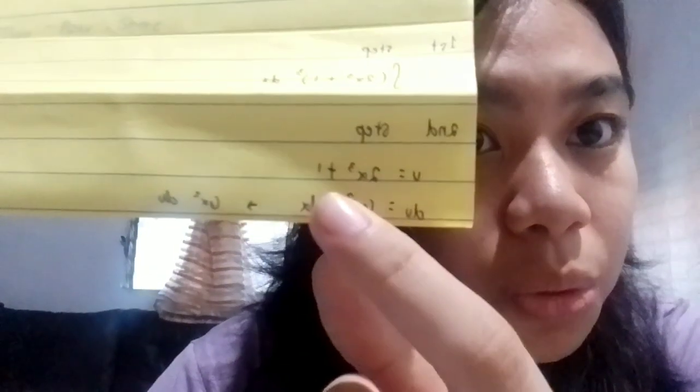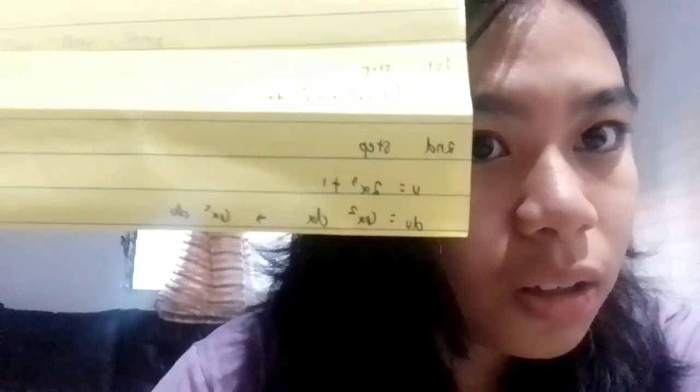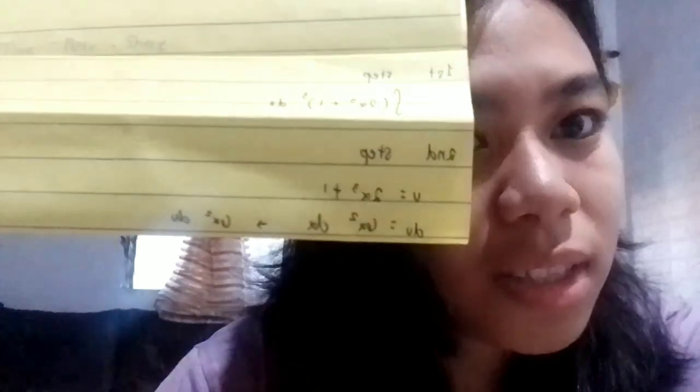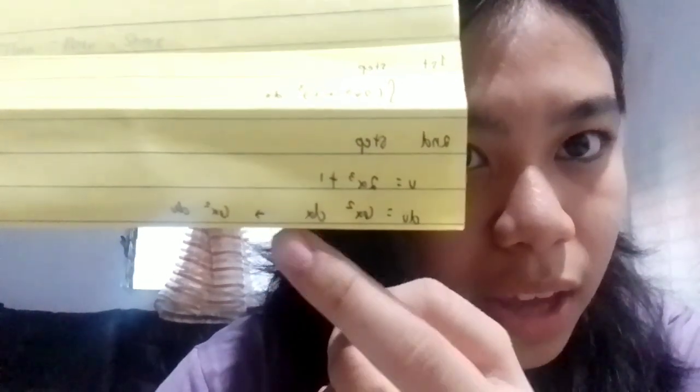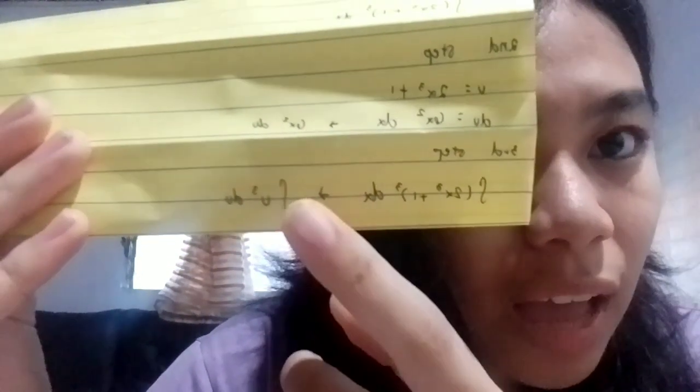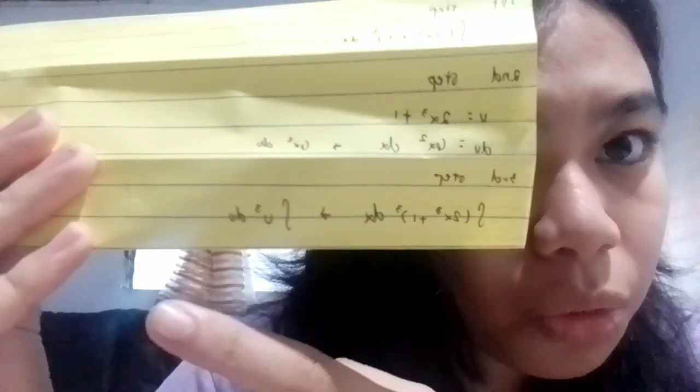And our u would be 2x cubed plus 1. Then get the derivative of it. So our derivative would be 6x squared dx. You should not forget putting the dx. Then third, you need to rewrite the equation in terms of u so that we can solve it using u substitution. So our equation now would be the antiderivative of u raised to 3 with respect to u.